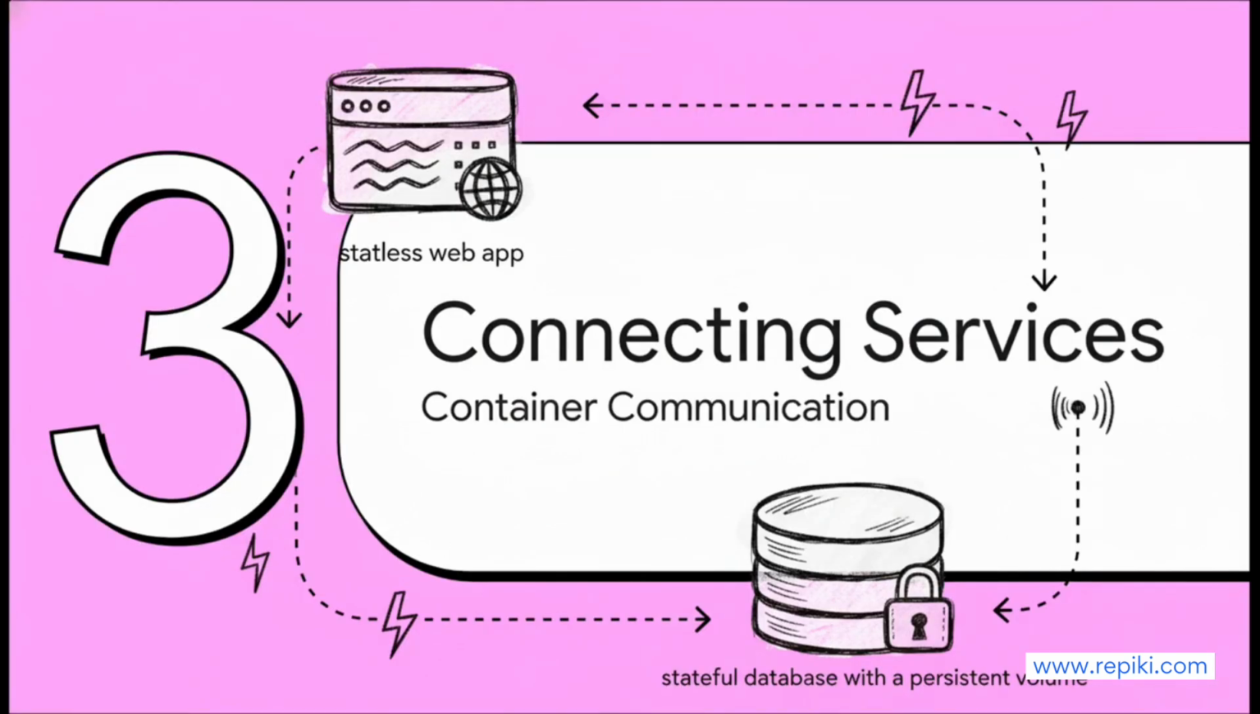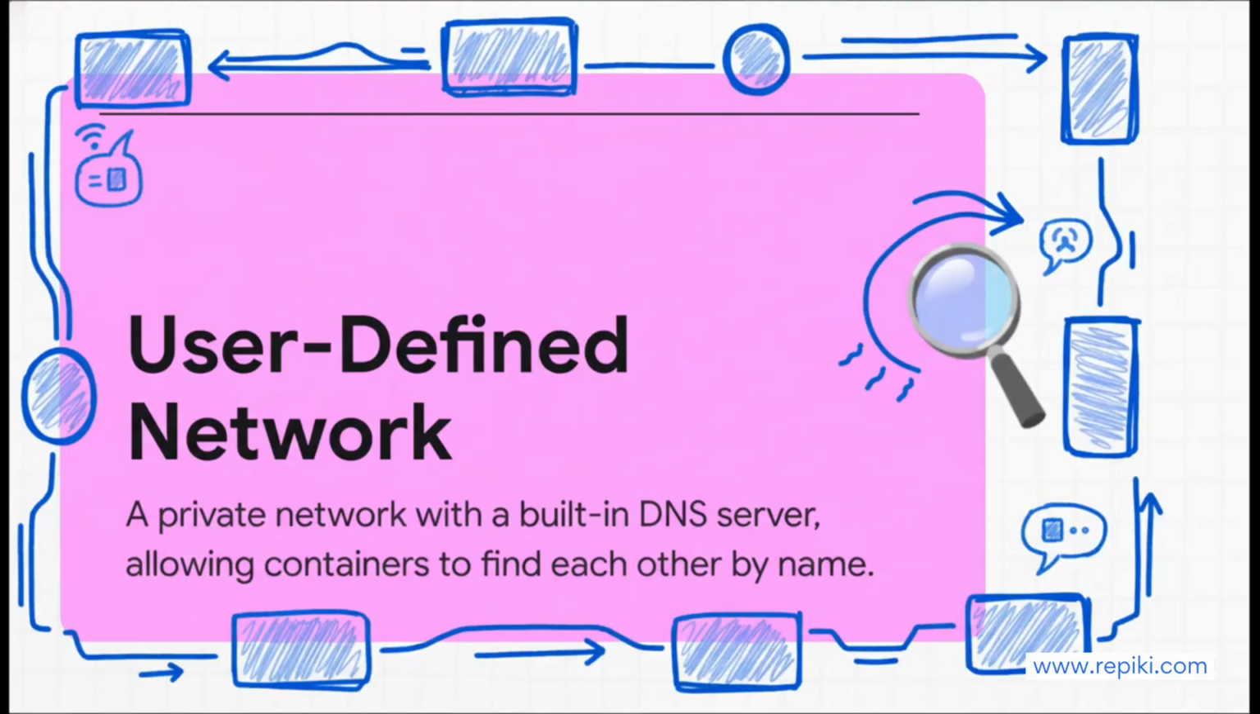Okay, we've got our two components, a stateless web app and a stateful database with a persistent volume. Now, we need to get them to actually talk to each other. The modern way to do this is with a user-defined network. It's kind of like creating a private little phone system just for your containers. Once they're connected, they get their own built-in DNS. What that really means is your application can find the database just by using its container name as a hostname. That's it. No more worrying about IP addresses that are going to change every time you restart.